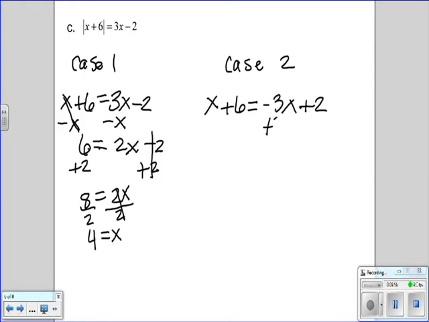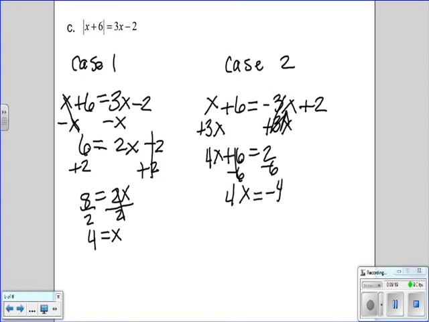Let's go over and see what the solution is for case 2. This time I'm going to start by adding 3x on both sides. x plus 3x is 4x. 4x plus 6 equals, these are canceling out here, and I just have 2 left on the right side. Let's subtract 6 on both sides. 4x now equals negative 4. And divide both sides by 4 to get x equals negative 1. Negative 4 over positive 4, x equals negative 1.